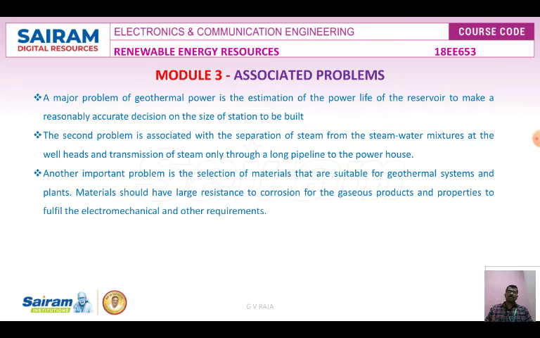The second problem is associated with the separation of steam from the steam-water mixture, at all the well heads, and the transmission of the steam through the long pipeline to the powerhouses. Another important problem is the selection of materials that are suitable for the geothermal system and plants. The material should have large resistance to corrosion from the gaseous products and properties to fulfill the electromechanical and other kinds of requirements. These are all the things that come under the associated problems.